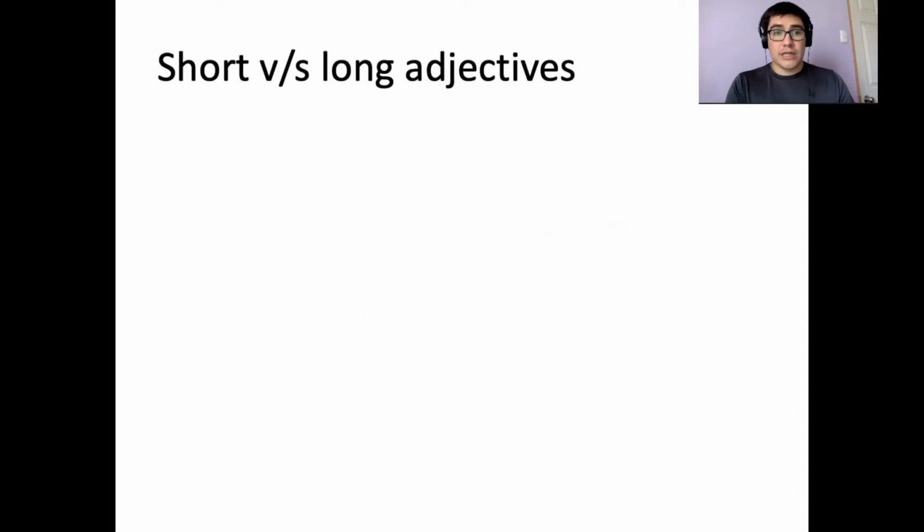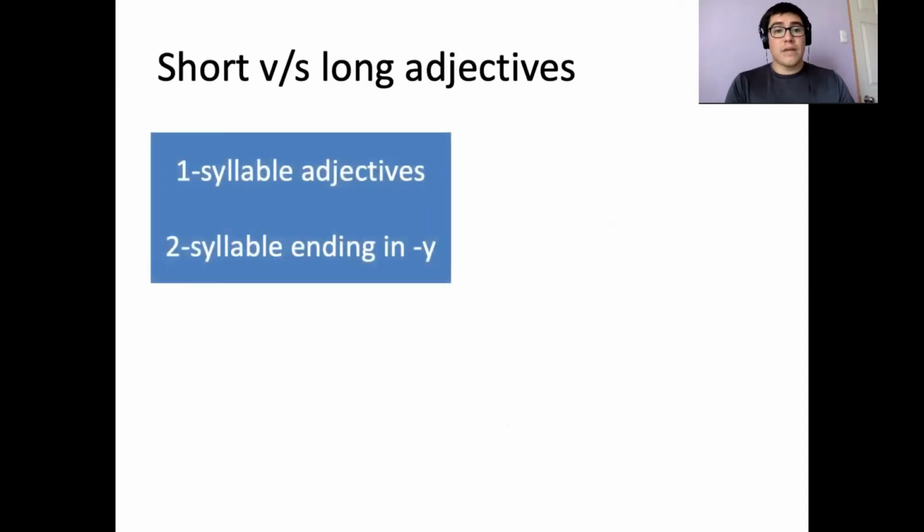We can have short adjectives or we can have long adjectives. For example, short adjectives can be one-syllable adjectives or two-syllable adjectives ending in Y. Let's see a few examples in each case.